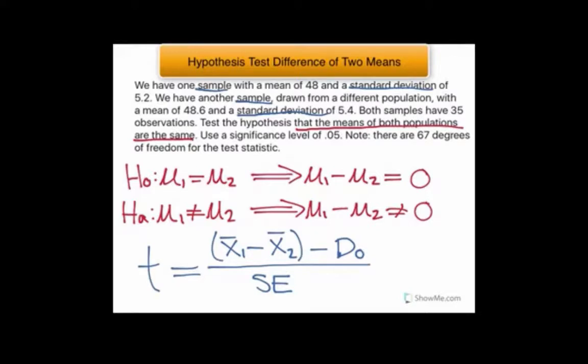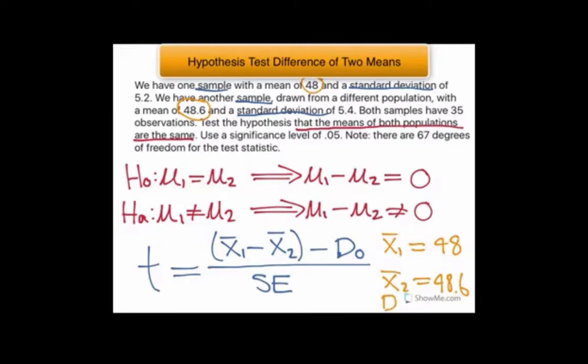And then we already know a few of these numbers, so x bar 1 is the first sample average of 48. And usually you choose group 1 just to be the first one in the question, group 2 to be the second sample in the question. So x bar 2 is 48.6.